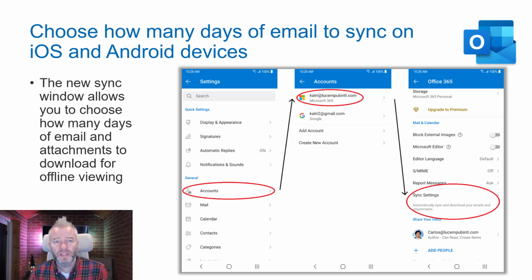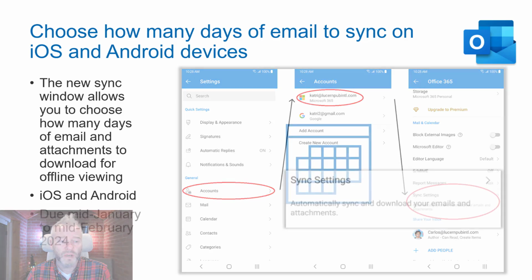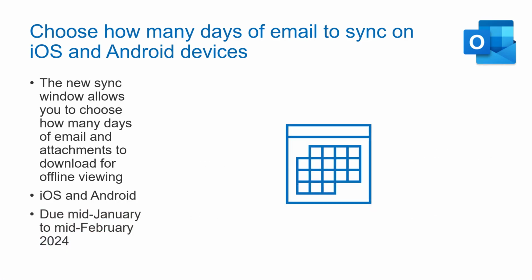Okay, moving quickly on to Outlook. So the ability to choose how many days of email you sync on your iOS and Android devices. If we have a look here, you can see that we've gone into the settings, clicked on account, clicked on the particular account that you want to do the settings for, and we've got sync settings there. Let's have a closer look. So there you go, you can now change all the settings that you want. It's on both iOS and Android, and folks, that should be with us mid-January to mid-February this year.